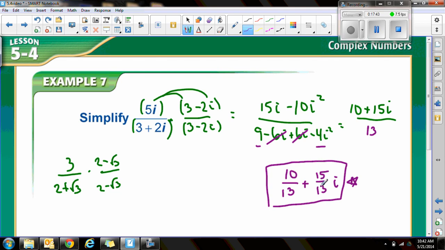Real part, imaginary part. And that's complex numbers.